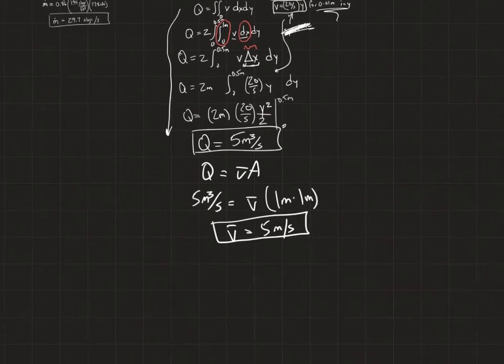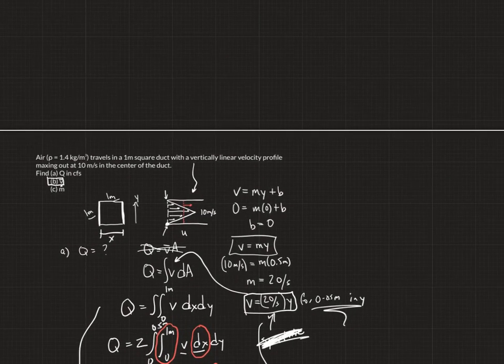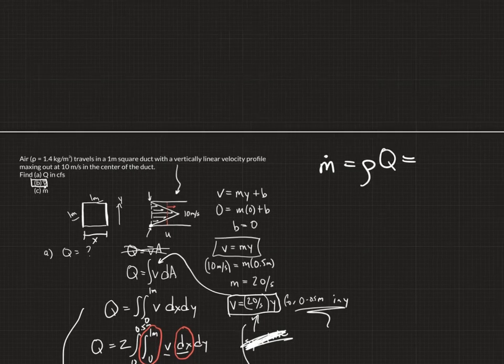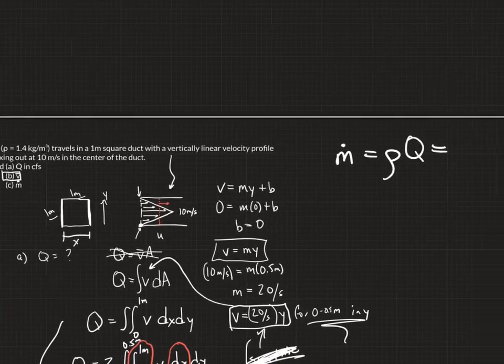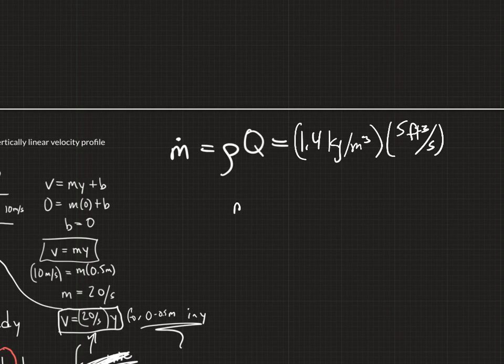The last thing we need, if we go all the way back up here, is the m dot. m dot is the mass flow rate, rho times Q. The rho, I think it was given as 1.4 kilograms per cubic meter, times the Q, which is 5 cubic meters per second. If we multiply that, it is an exact 7 kilograms per second.